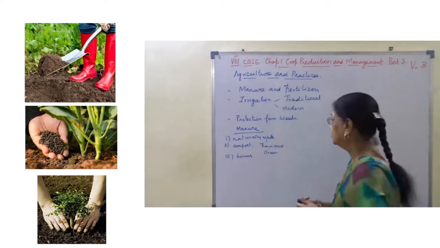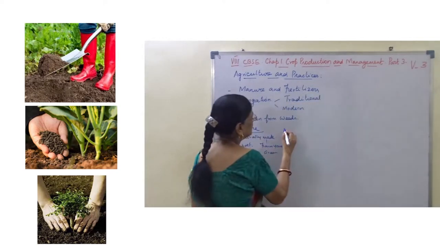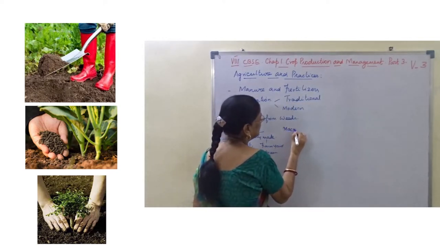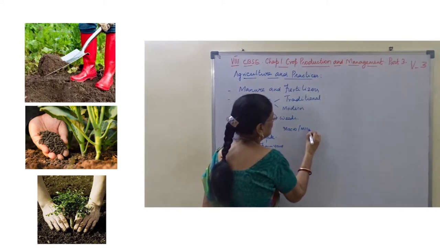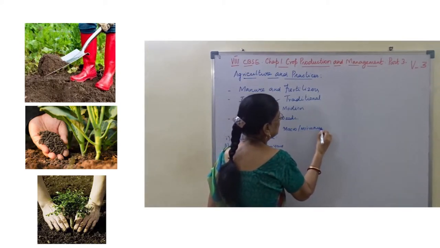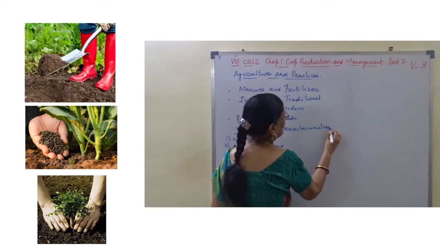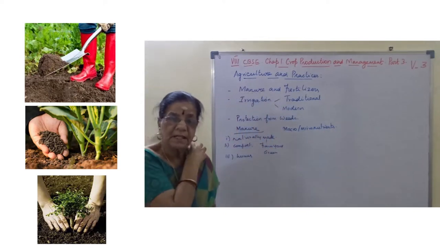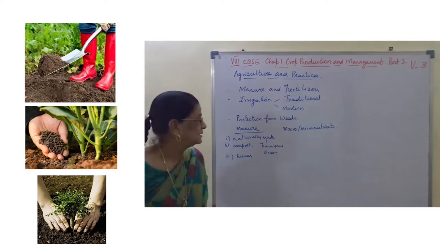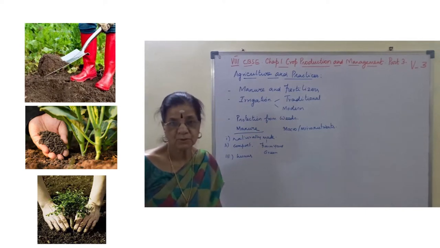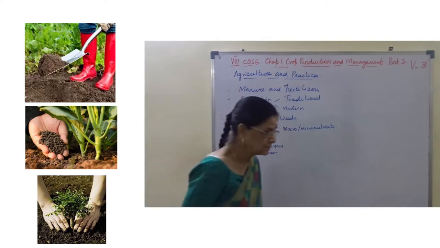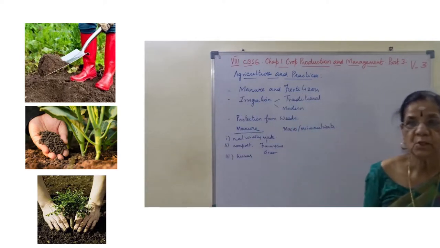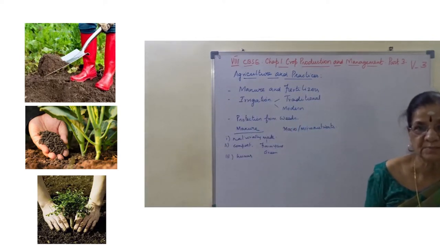Before that, we should know the terms macro and micronutrients. Plants require some nutrients in larger quantity, and these are called macronutrients. Those required in smaller quantity are called micronutrients.